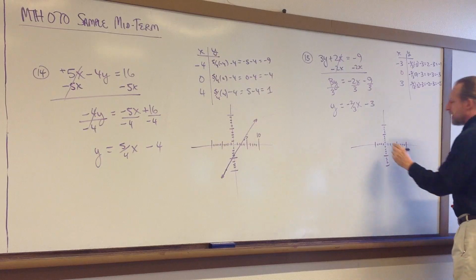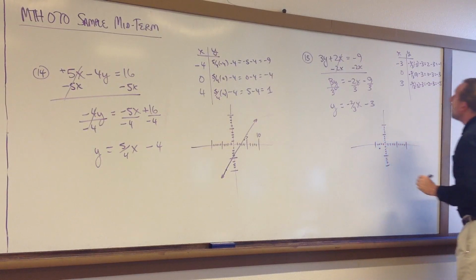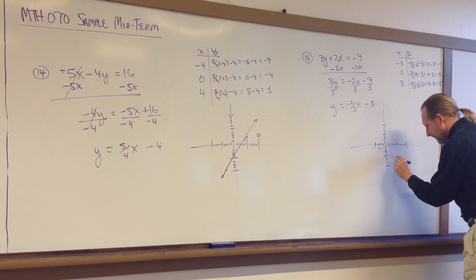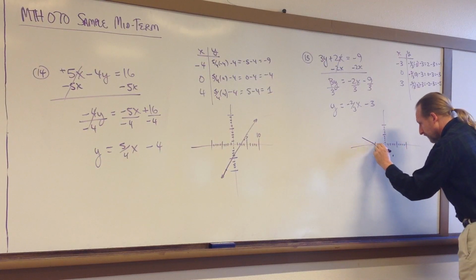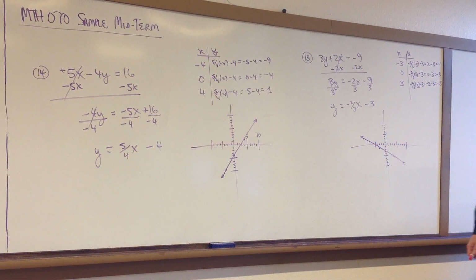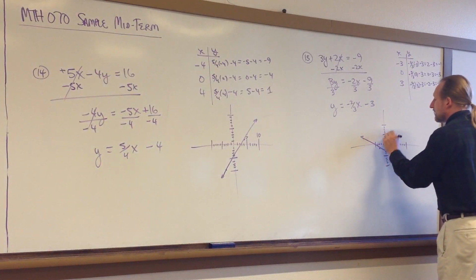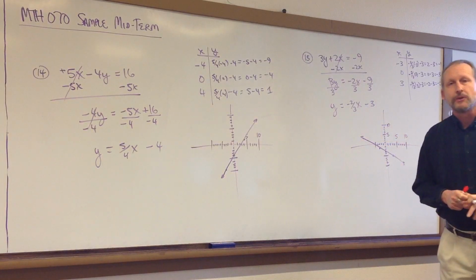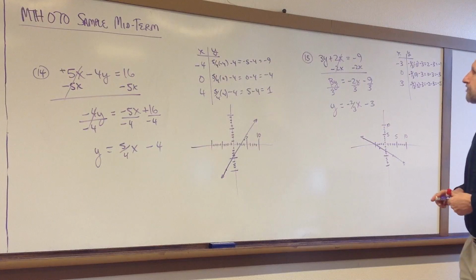All right, let's see. Negative 3, negative 1, 0, negative 3, and 3, negative 5. And that's a pretty good straight line right there. And there it is. Okay? And it is always good, like I said, to label your scale just so that we have an idea for what those tick marks represent.